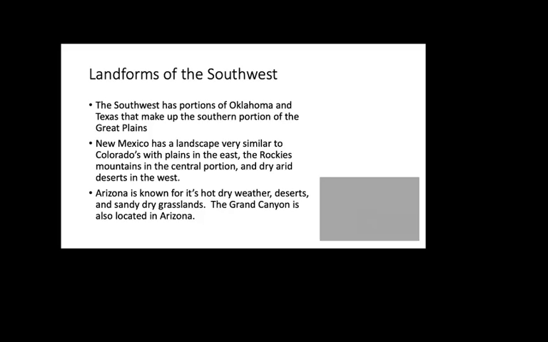Okay, so let's look at landforms first. The Southwest has portions of Oklahoma and Texas that make up the southern portion of what we call the Great Plains. New Mexico has a landscape very similar to Colorado, with plains in the east, the Rocky Mountains in the central portion, and dry, arid deserts in the west. Arizona is known for its hot, dry weather, deserts, and sandy, dry grasslands. The Grand Canyon is also located in Arizona.